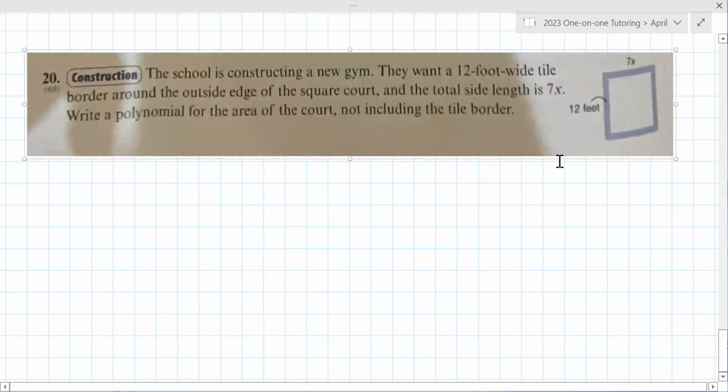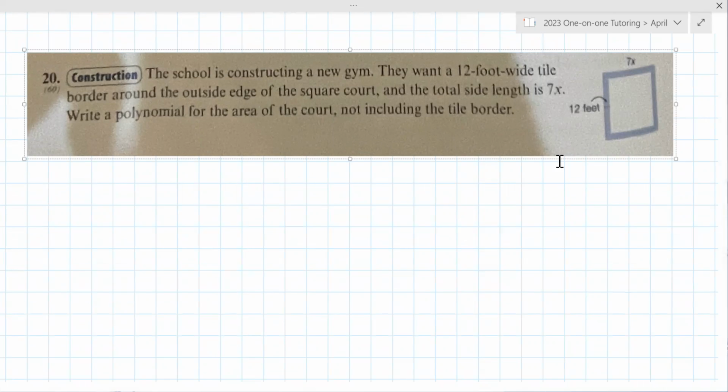All right, the school is constructing a new gym. They want a 12-foot wide tile border around the outside edge of the square court. And the total side length is 7x. Write a polynomial for the area of the court, not including the tile border. Write a polynomial for the area including the border.